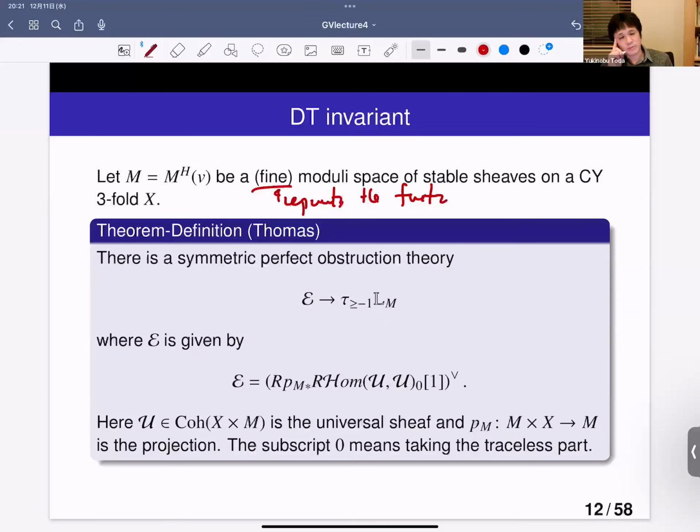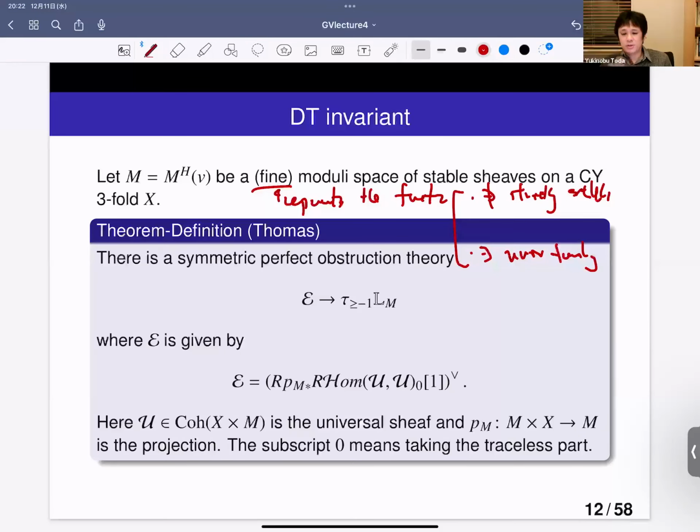So in particular, fine means that there are no strictly semi-stable sheaves, and also there is a universal family. This condition is important in defining the DT invariant using the virtual fundamental class.